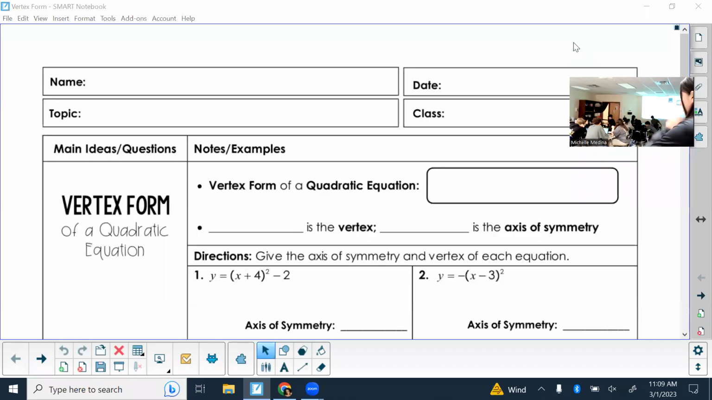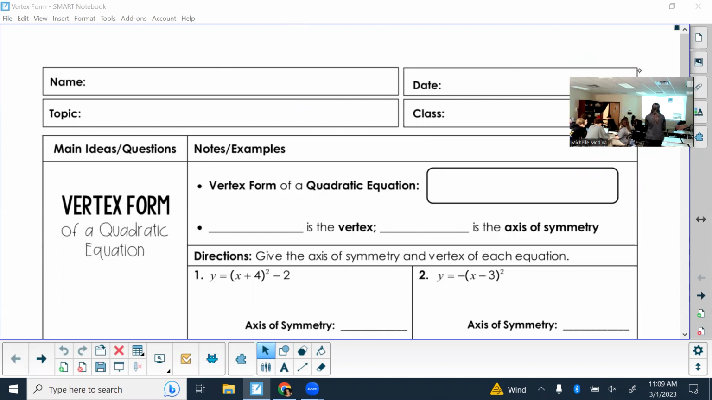There's a few different forms of quadratic functions. Do you guys know what the other forms are called? Okay, one of them is standard form. Another one is what? Factored form. Each form has its pros and cons, right?